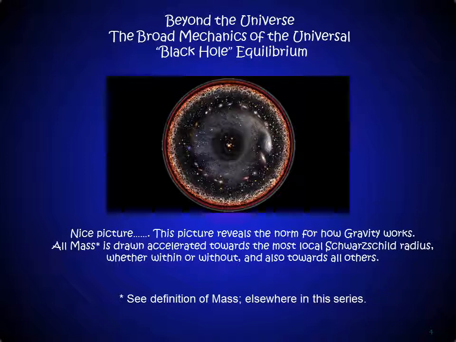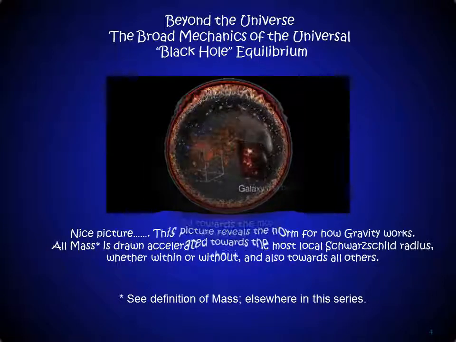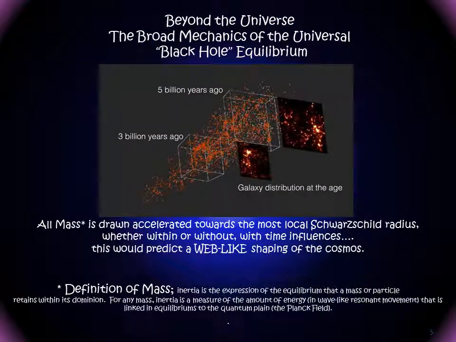This picture reveals the norm of how gravity works. All mass is drawn, accelerated towards the most local Schwarzschild radius, whether within or without, and also towards all others. And I have a definition of mass elsewhere in the same series. All mass is drawn, accelerated towards the most local Schwarzschild radius, whether within or without, with time-like influences. This would predict a web-like shaping of the cosmos, which has been shown by astronomical observations.